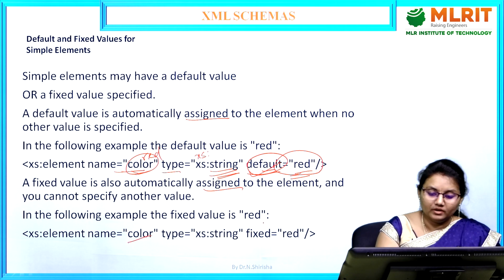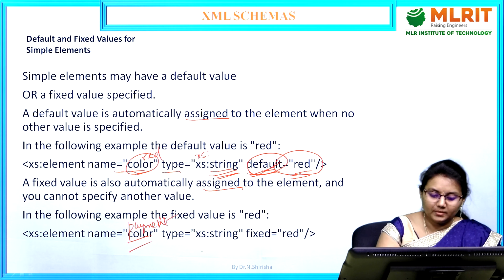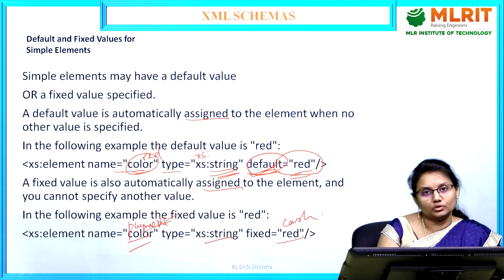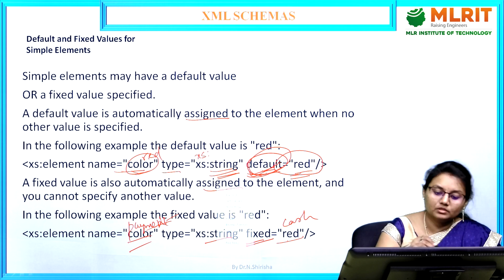So, here also we are using something like payment. Color is also okay. Payment, what type of payment are you defining? The type of data that you are defining for payment is string, and fixed, you can give it like cash. That is okay. For the same example, you are replacing default with fixed. Fixed is also an attribute, default is also an attribute.